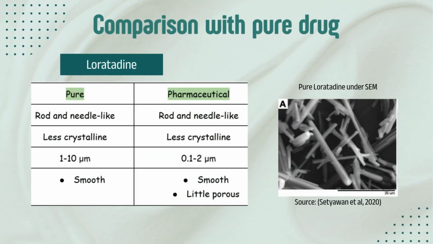For loratadine, both pure loratadine and the pharmaceutical loratadine tablet exhibit similar rod and needle-like morphology. They are both less crystalline in nature. However, we can see a clear difference in particle size. Pure loratadine ranges from 1 to 10 micrometers, while the pharmaceutical version is much finer, between 0.1 and 2 micrometers. Both maintain a relatively smooth surface with little porosity. In summary, aspirin shows noticeable morphological changes after formulation, while loratadine retains a more similar morphology between its pure and tablet form.